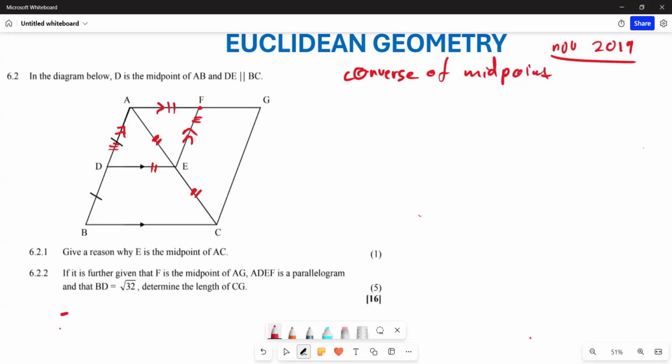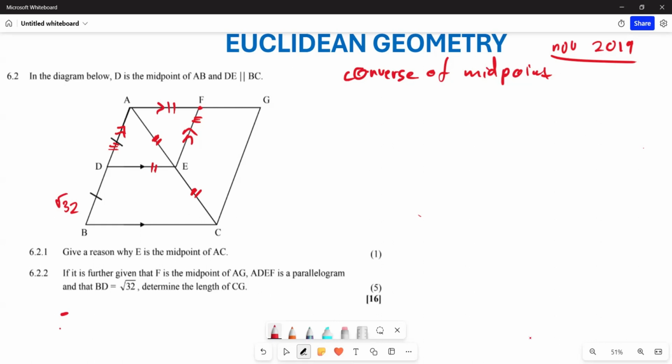Now, they are giving us that our DB is going to be equal to root 32. Now, what is it that you are going to do from here? They want you to calculate what is going to be your GC. So now, what are you going to do to calculate your GC? Now, let's see. Your GC is going to be very easy.